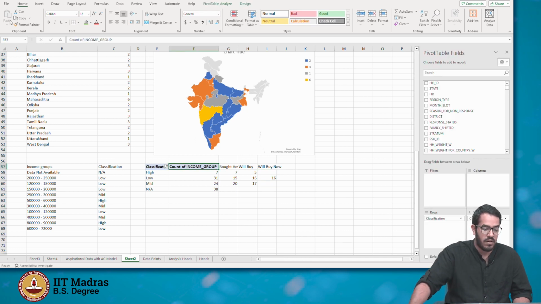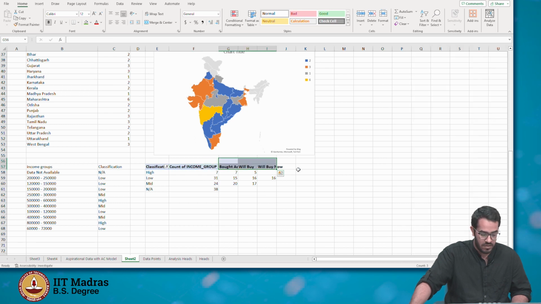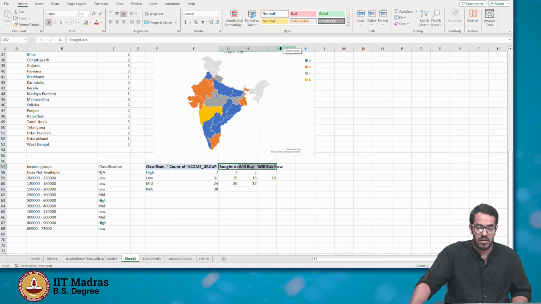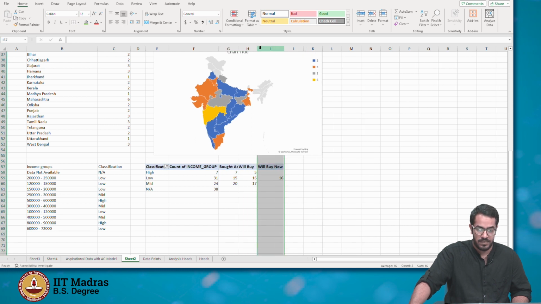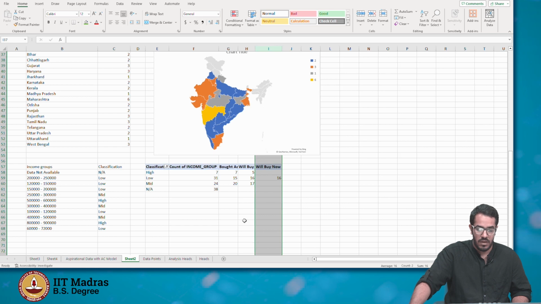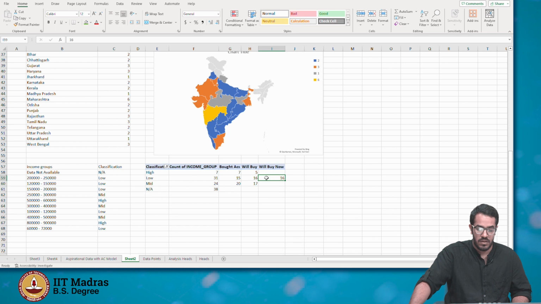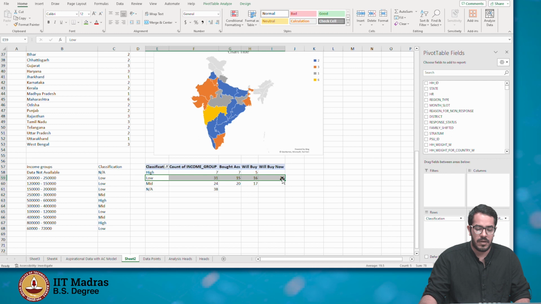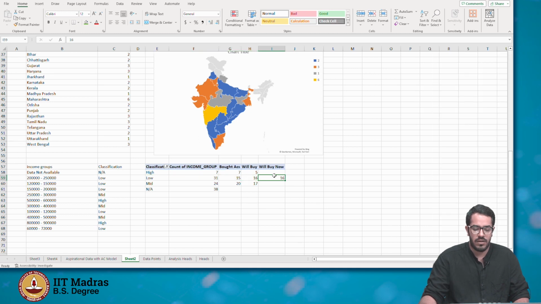Okay, I will make it look a little better. I will format paint these sections also, and now we have a better looking piece of data. Yeah, will buy and also already bought ACs. Okay, so we checked out for low income. So this brings us to 16 people wanting to buy the AC right away.